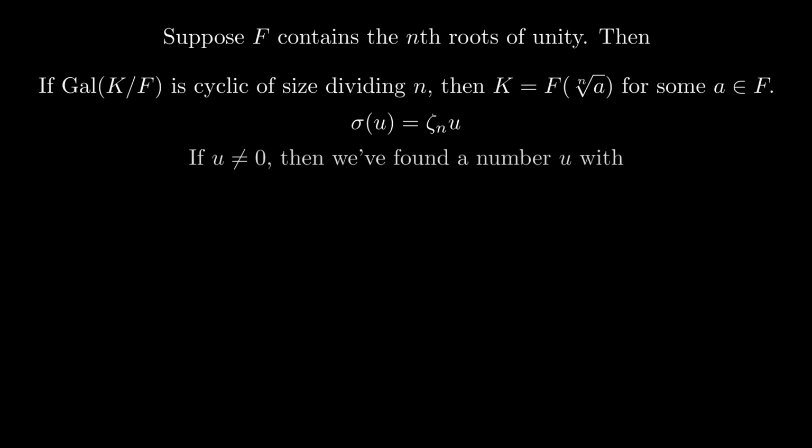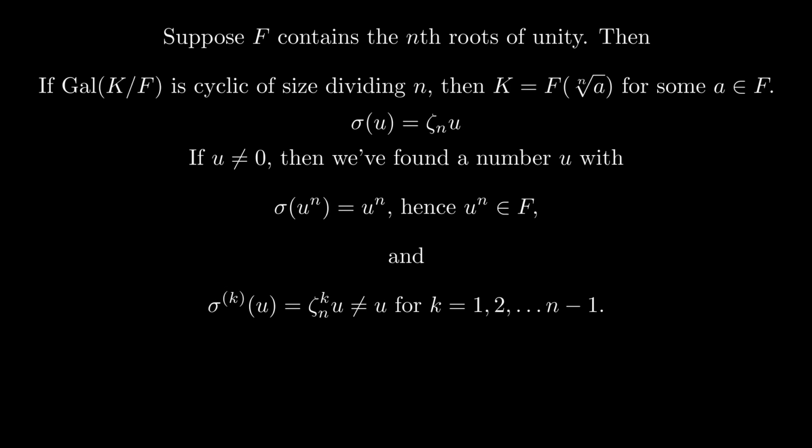And so if u isn't 0, then this is the extension we want, because sigma of u to the n is u to the n, since the zeta n to the n becomes 1. But then sigma fixes u to the n, and so the whole Galois group fixes u to the n. And so the fundamental theorem tells us that u to the n is in fact in the lower field.